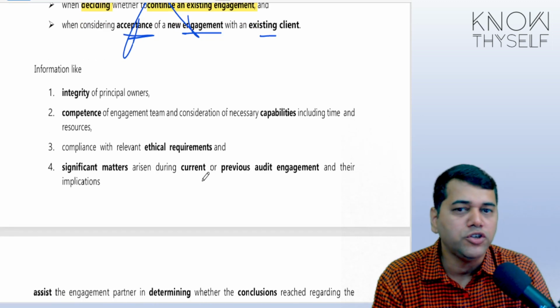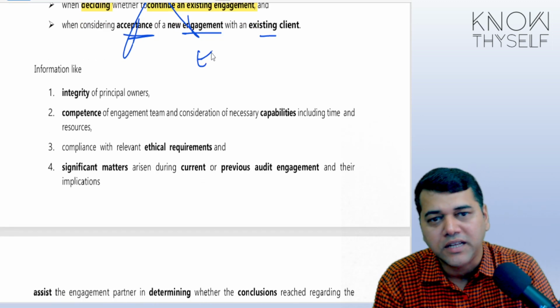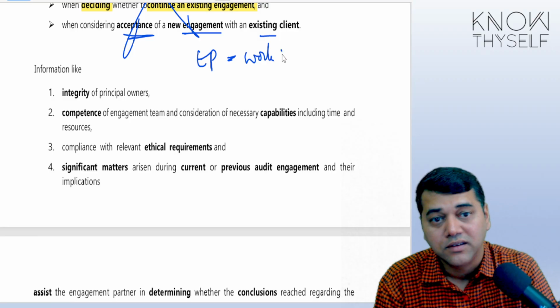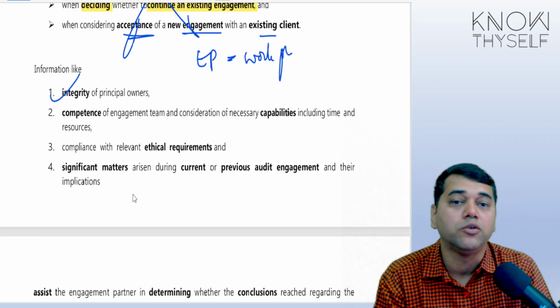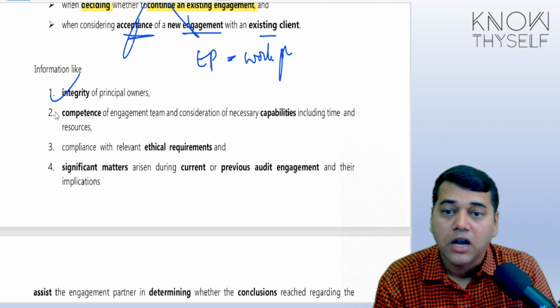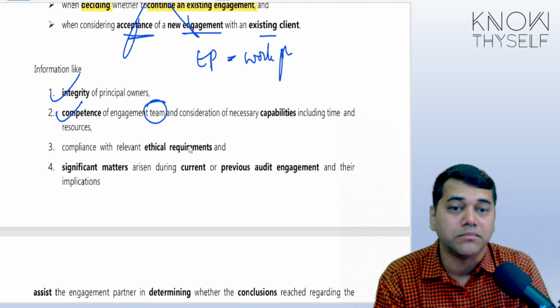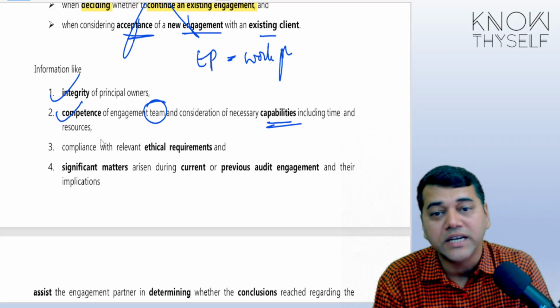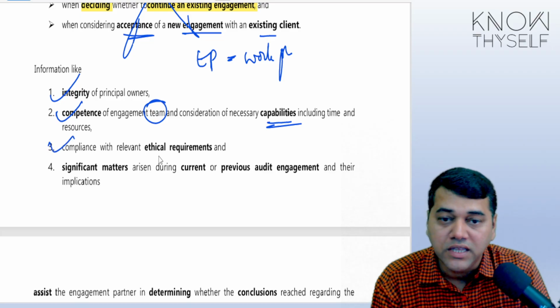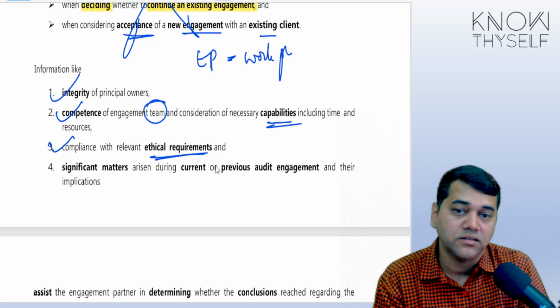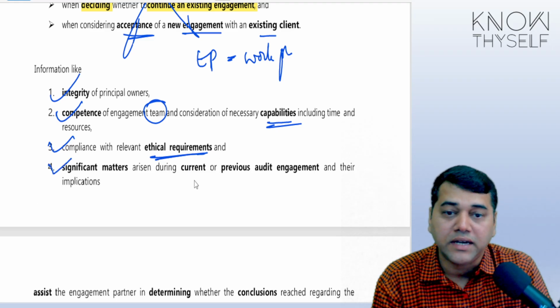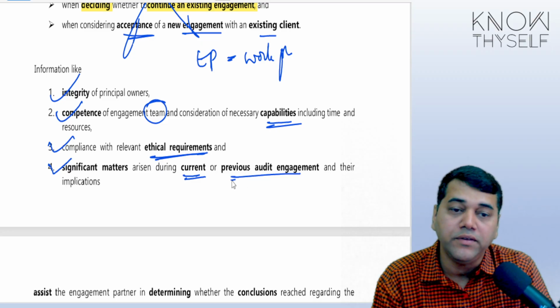Now, what information do you need to gather? What does that engagement partner have to gather at a workplace? Integrity of the principal owners, competence of the engagement team, capabilities including time resources, compliance with the relevant ethical requirements, and significant matters during the current and previous audit engagement.